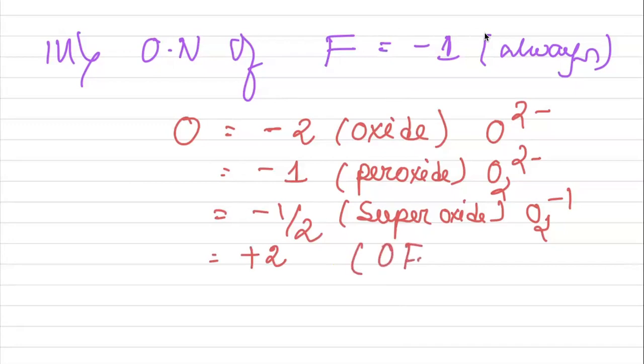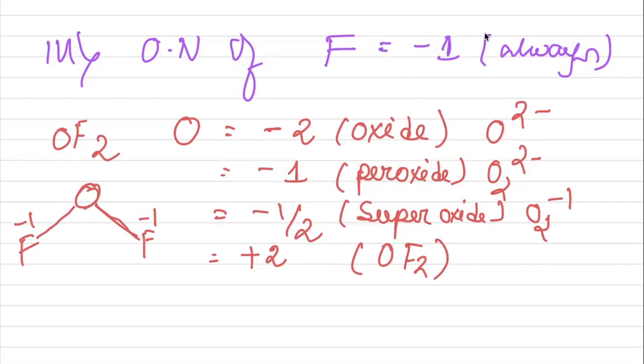See, if I draw the diagram for OF2, which one is more electronegative, fluorine or oxygen? Fluorine. So obviously fluorine will say to oxygen, give me your bonding electrons, because I am more electronegative, I need the electrons. So fluorine will take the electrons from oxygen, and a negative charge will develop on fluorine. So fluorine will have -1 because fluorine is most electronegative. Its oxidation state will always be -1.